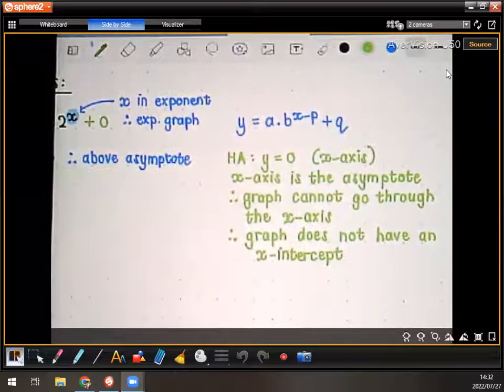So for an exponential graph, it doesn't have a vertical asymptote. That's all. Okay, if this was a hyperbola.